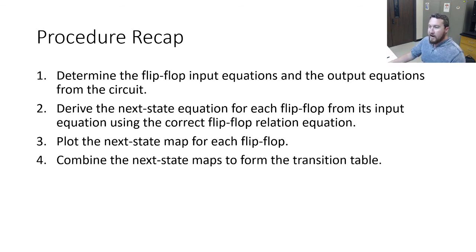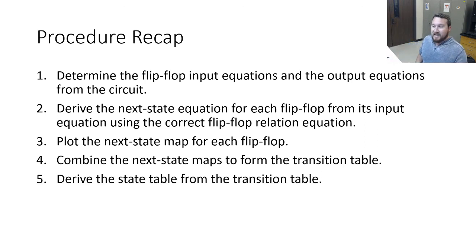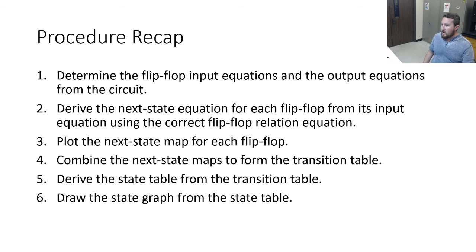Step 4, combine those k-maps into the transition table, right? Just chop those columns. Step 5, derive the state table from the transition table, which is to say just make the labels for all the states. And then step 6, draw the state graph from the state table. All right. Any questions about that procedure?